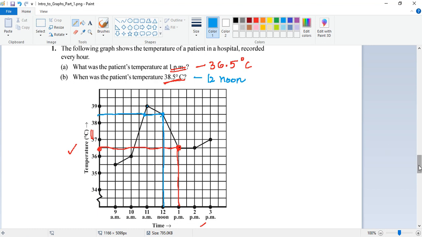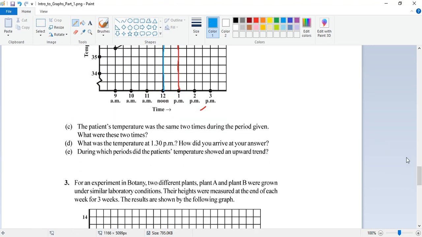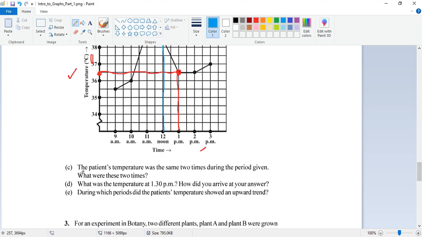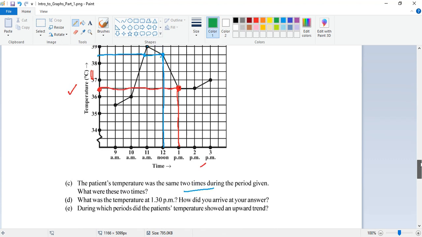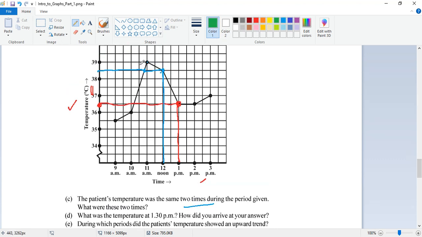Okay. So now let's go to the third problem, in the same question. Third thing, C. The patient's temperature was the same 2 times during the period. Give what were these 2 times? So when was the patient having the same temperature? So let us look at this. You can see that at this particular point and this particular point the temperature is the same, right? So at 1 p.m. and at 2 p.m. it was the same. So 1 p.m. and 2 p.m.